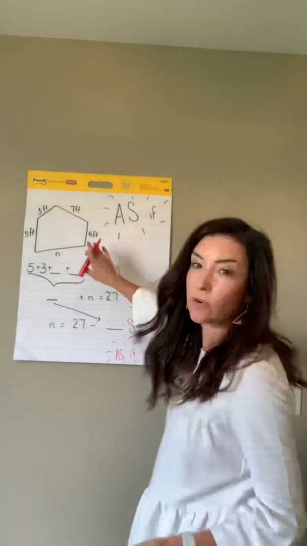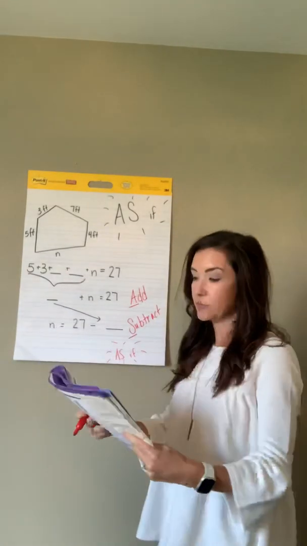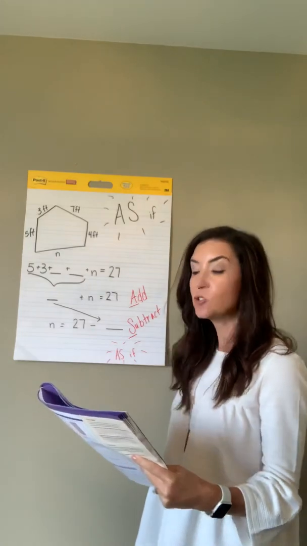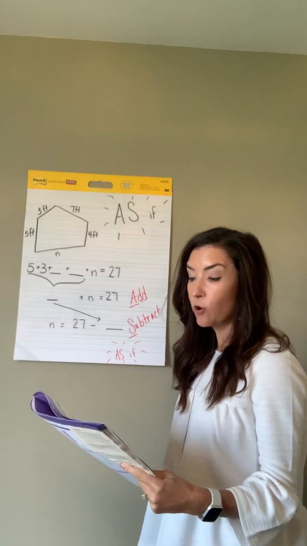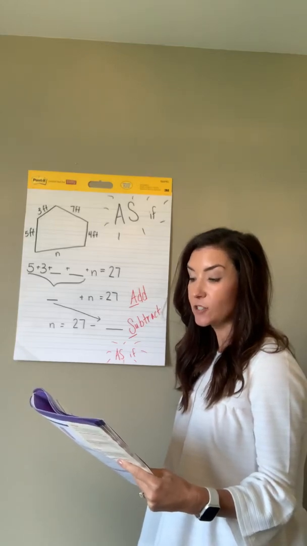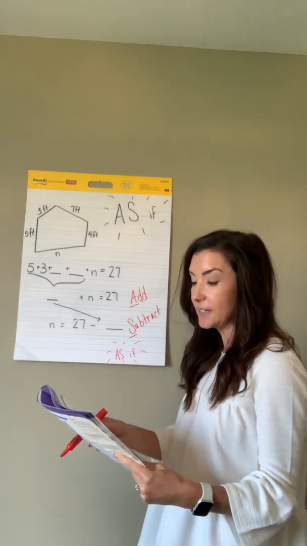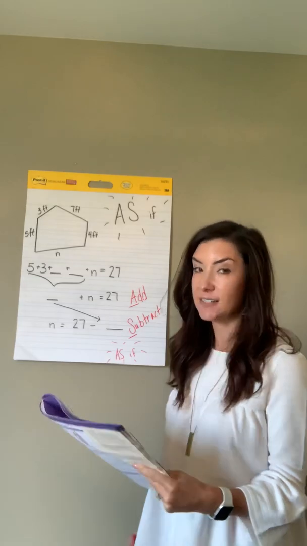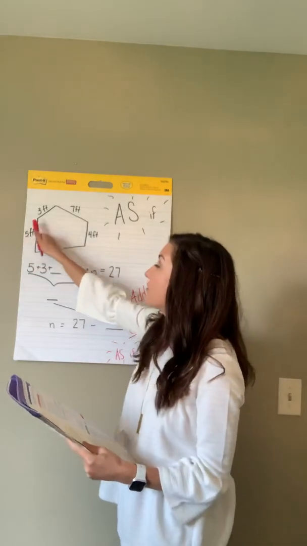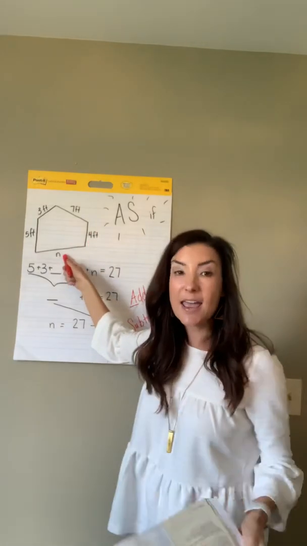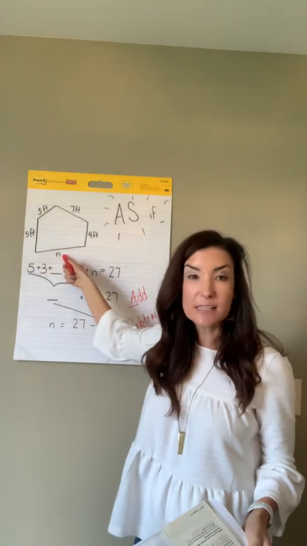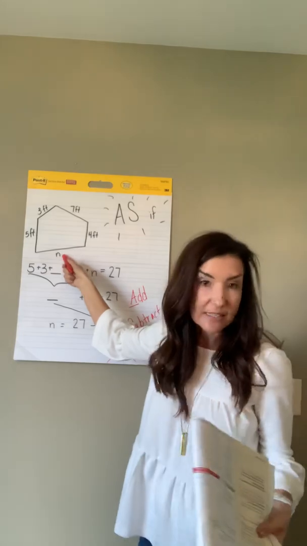Look at this first one right here. We have a story that goes with it. Chen has 27 feet of fencing to put around his garden. He has already used the lengths of fencing shown. How much fencing does he have left for the last side? So we have 5 feet, 3 feet, 7 feet, 4 feet, and n. N can be any letter. That is simply the unknown, and that's what makes it algebra.